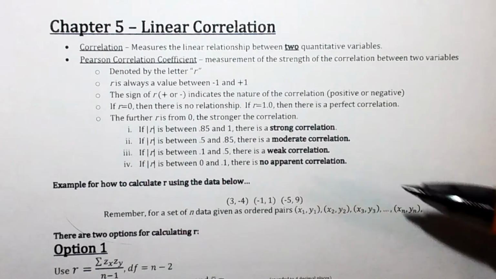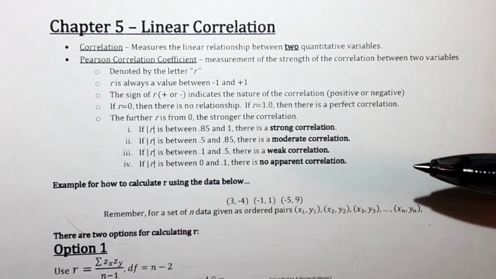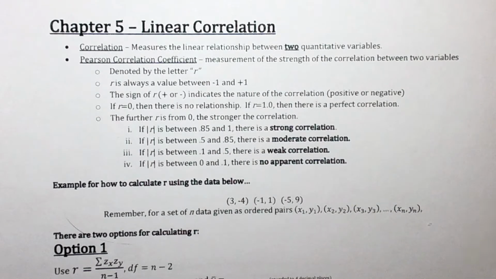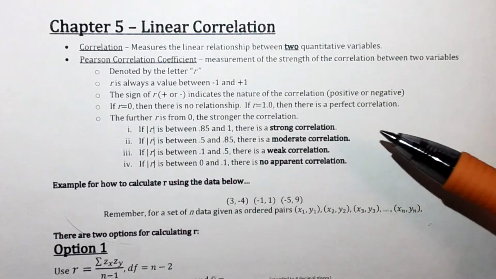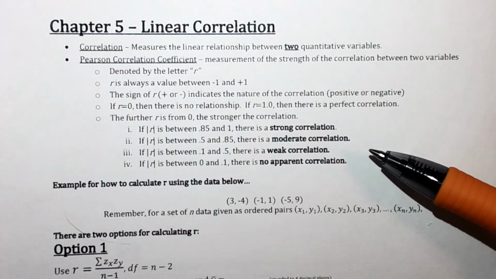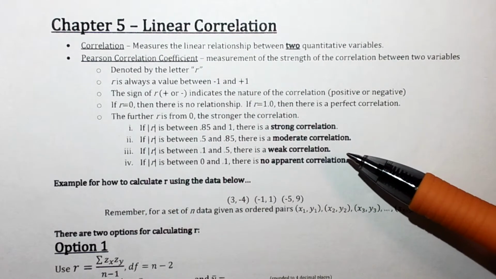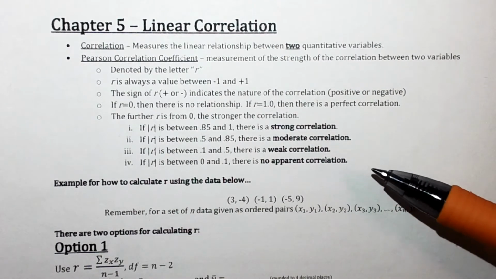Here's what we'll be using for this class, although there's no real hard and fast rule for all statistics. It's just generally close to 1 or -1 is strong, and close to 0 is no correlation. So if the absolute value of r is between 0.85 and 1, there's a strong correlation. If the absolute value of r is between 0.5 and 0.85, there's a moderate correlation. If it's between 0.1 and 0.5, there's a weak correlation. And if it's between 0 and 0.1, there's no apparent correlation.